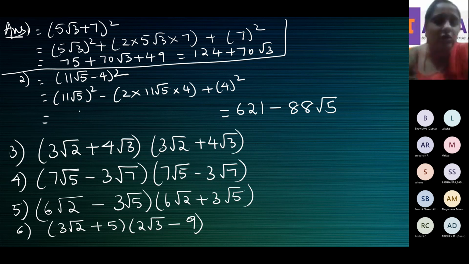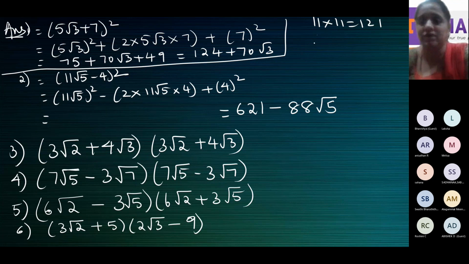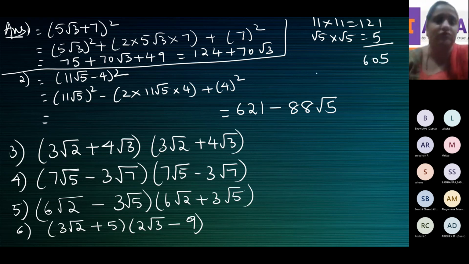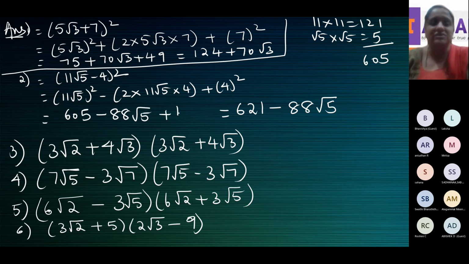So 11 root 5 into 11 root 5: 121 into 5, because 11 into 11 is 121, root 5 into root 5 is 5, and 121 into 5 is 605. 605 minus 11 into 8, 88 root 5, plus 16. So 605 plus 16 is 621 minus 88 root 5. This is correct. Very good.